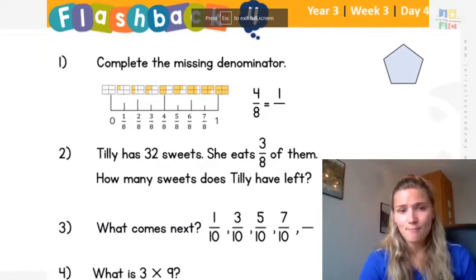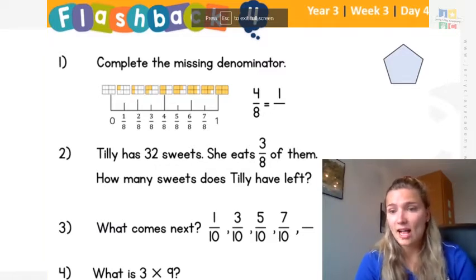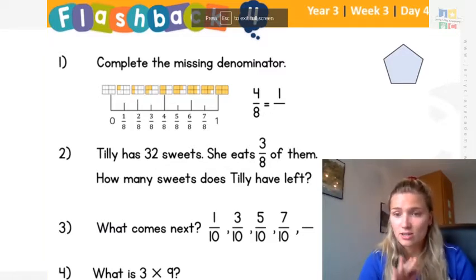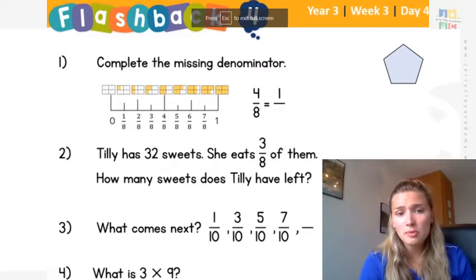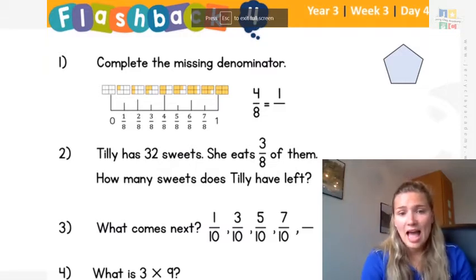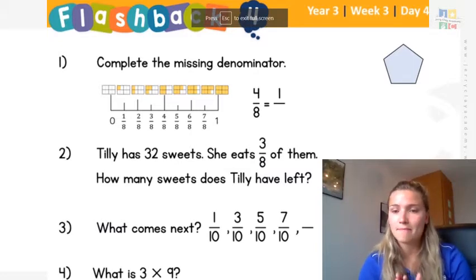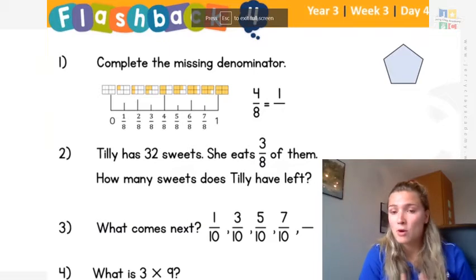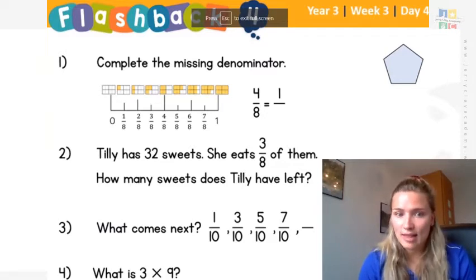You can either use the picture to help you. Alternatively, you could find it using what you do to the numerator, you do to the denominator to find the missing denominator. Number two, Tilly has 32 sweets. She eats 3/8 of them. How many sweets does Tilly have left? Be careful on this one, because it's a word problem, it might be a one-step or it could be a two-step problem. So please read it really carefully, have a go at it, and then we'll go through the answers.